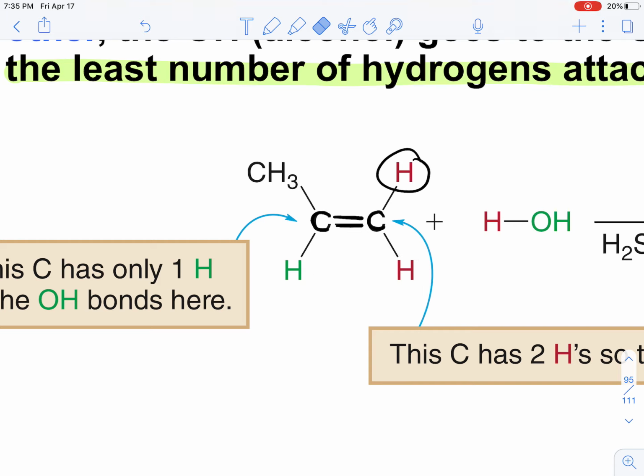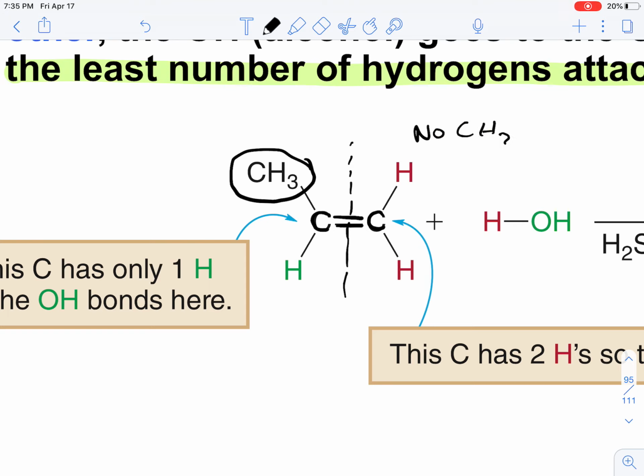And so what you also see is a CH3 that's present on the left-hand side, but on the right-hand side, if I were to cut across, if I were to create a plane along the vertical, there are no CH3s on the right-hand side. And so you would say that this is an asymmetric alkene.